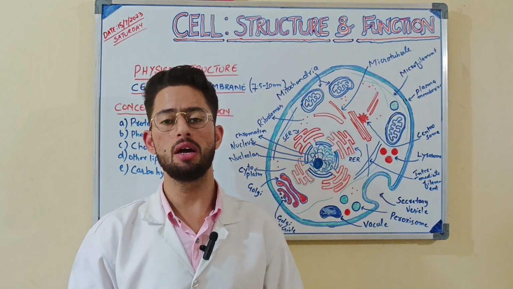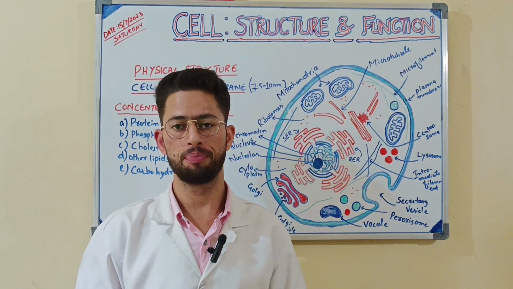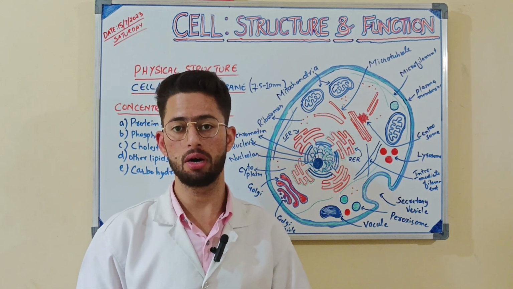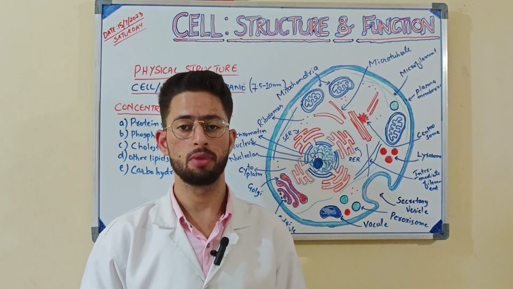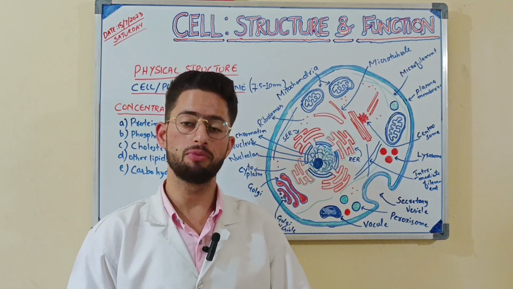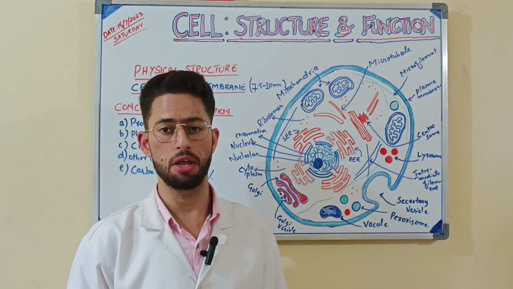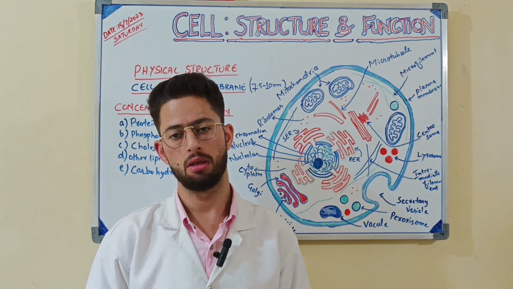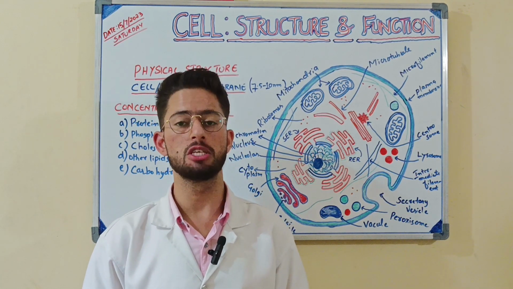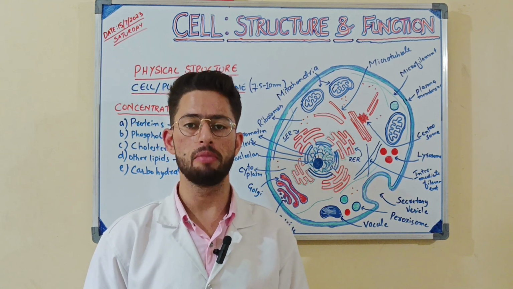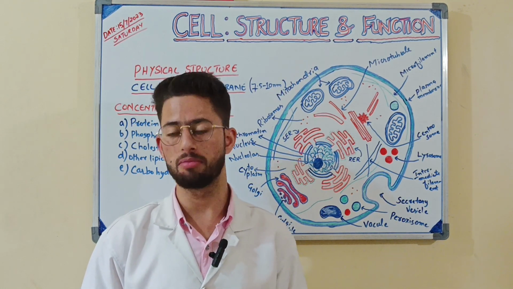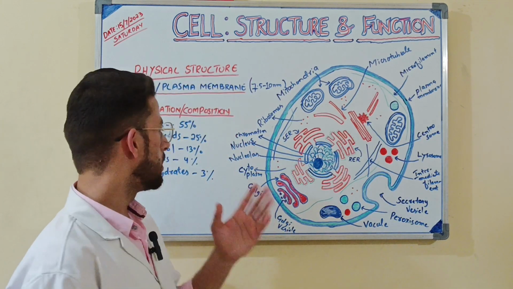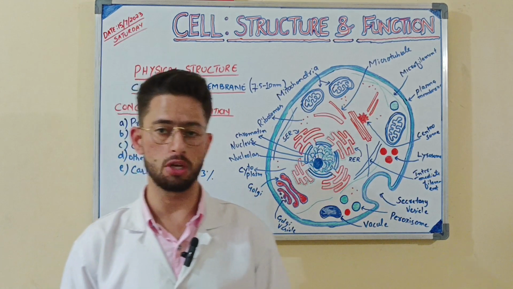Okay, now let's see about the physical structure of the cell. The cell is mainly enveloped by the cell membrane or plasma membrane. The thickness of the plasma membrane in a human cell is about 7.5 to 10 nanometer. So what are the constituents of the plasma membrane? What is the plasma membrane made of? It is mainly made of 5 things.